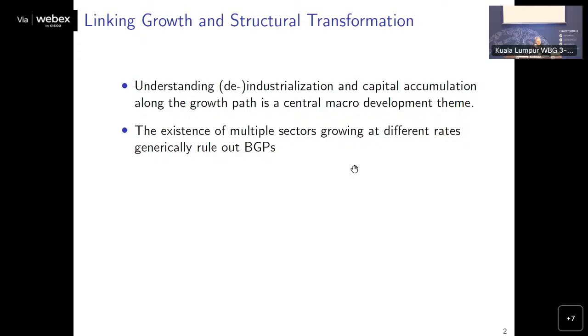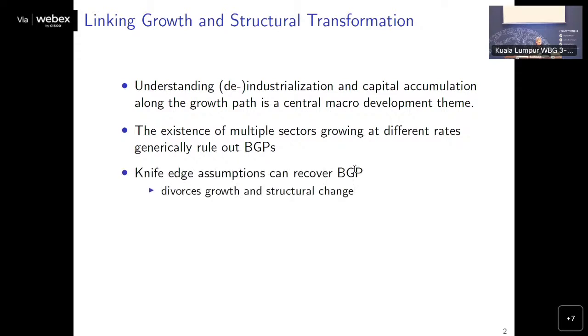As I mentioned yesterday, the existence of multiple sectors growing at different rates generically rules out a balanced growth path. You can get balanced growth paths back, as we discussed yesterday, but only for very knife-edge assumptions. The problem with those knife-edge assumptions, as I mentioned yesterday, is that they divorce growth from structural change. And so it's not a very satisfying analysis if the two are completely unrelated, because somehow we think they must be intimately related.